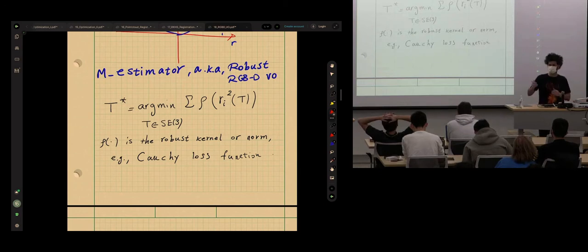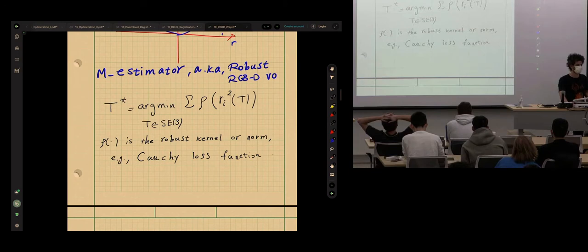But that uses a sliding window optimization. It's not frame to frame. So that's the story of direct, indirect, features, pixels, dense and semi-dense.